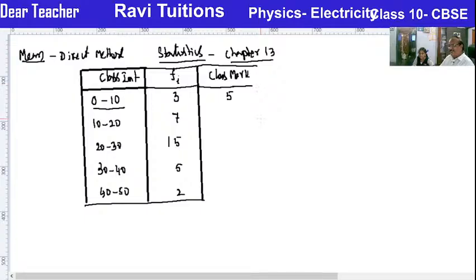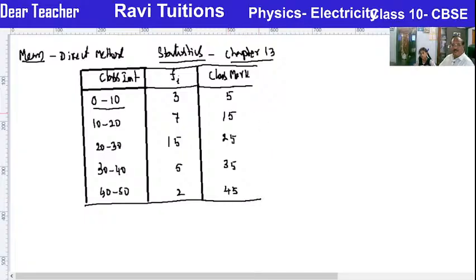Right. So then 10 plus 20, 30. 30 by 2, 15. 20 plus 30, 50. 50 by 2, 25. Because 10 is the class interval, size of each class is 10. So here also 5 plus 10, 15. 15 plus 10, 25. 25 plus 10, 35. 35 plus 10, 45.